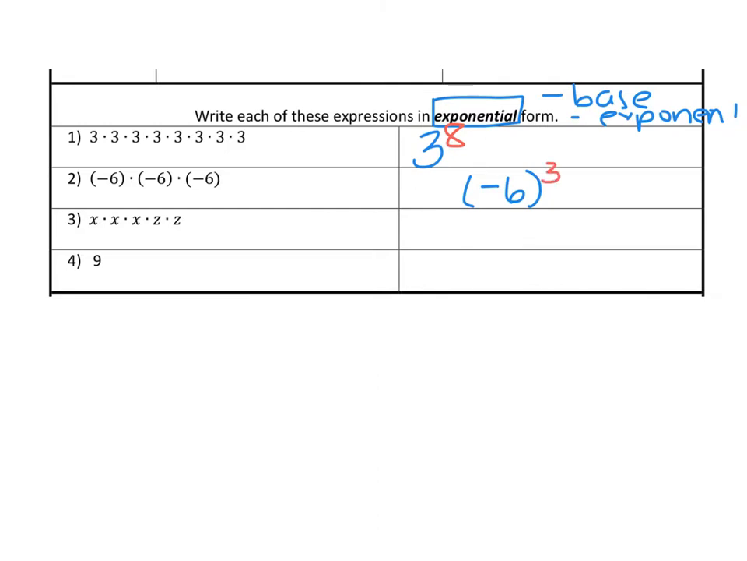Okay, example number 3 has two different bases. I'll underline them for you. It has x's and it also has z's. So that means we have two bases. We have a base of x, put a multiplication sign there, and we have a base of z. So we need to go back and count how many x's do we have? 1, 2, 3. So that's our exponent on the x. And how many z's do we have? We have 1, 2. So that is our exponent on the z.